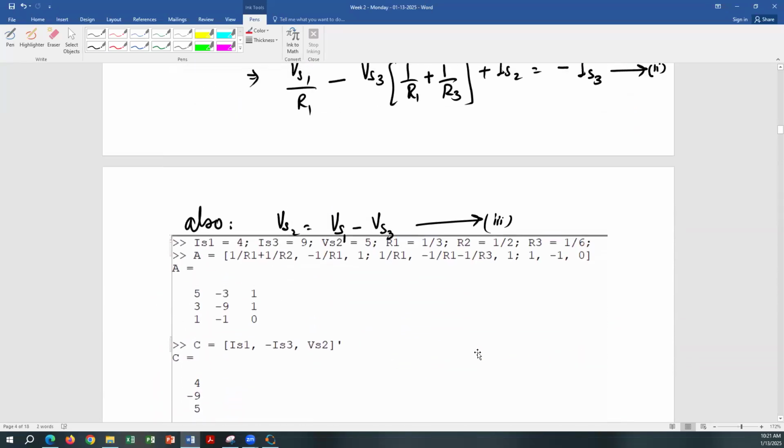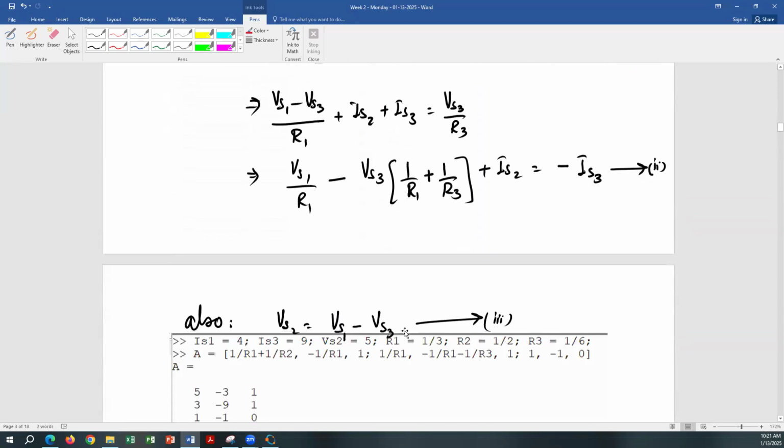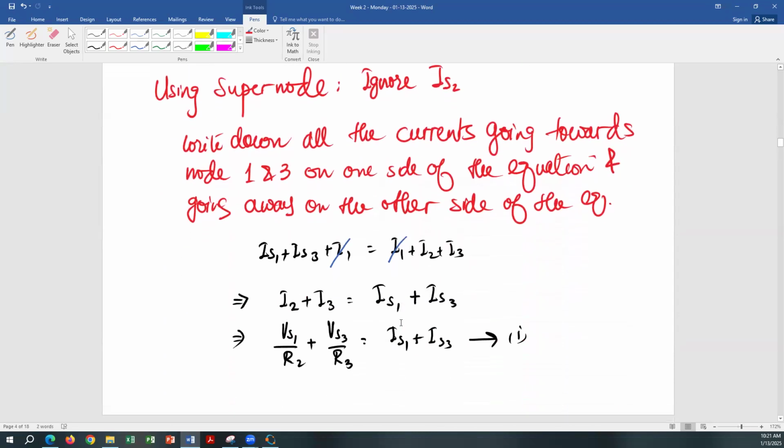Again, I can solve it any which way. I solved it two different ways, both nodal analysis. But I will use supernode to solve this problem for sure.